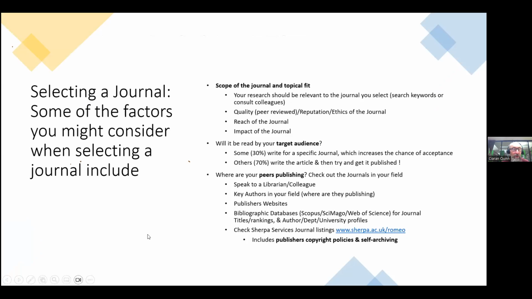Selecting the journal. Some of the factors you might consider when selecting a journal. So other things to consider: the scope of the journal and the topical fit. Your research should be relevant to the journal you select, and to get an idea on that, look at the keywords in the journal, talk to colleagues. It's going to want to be a quality peer-reviewed journal. What's its reputation, the ethics of the journal?